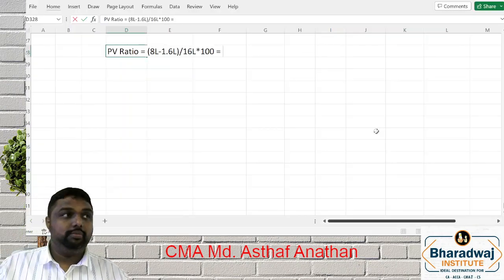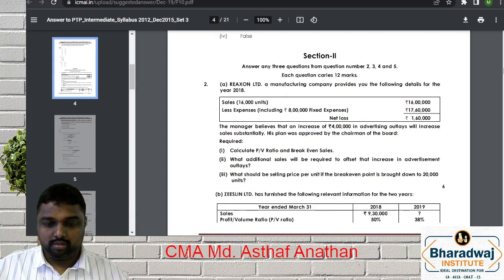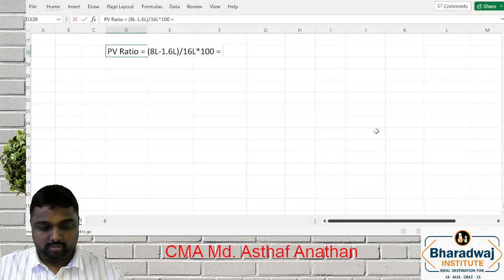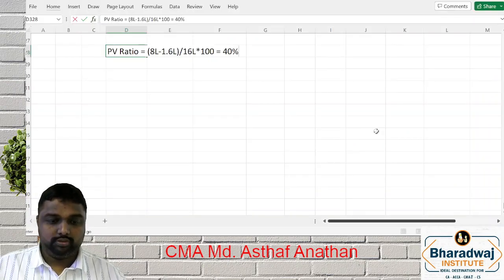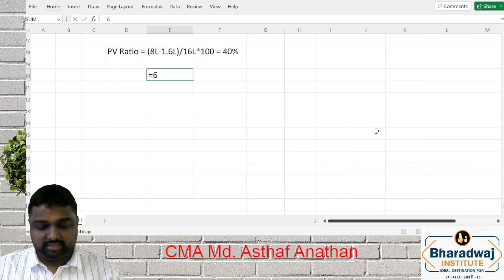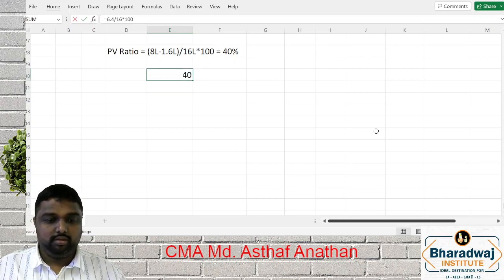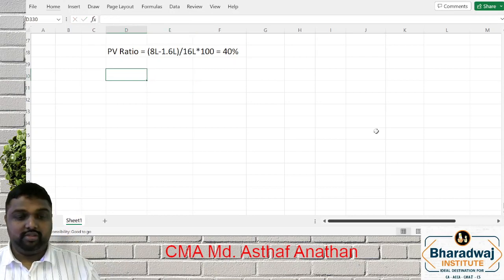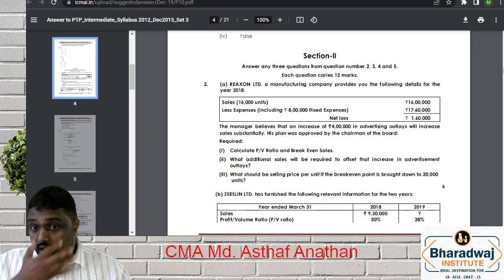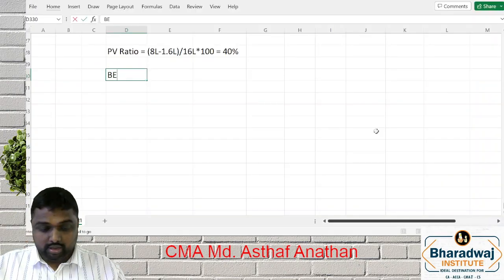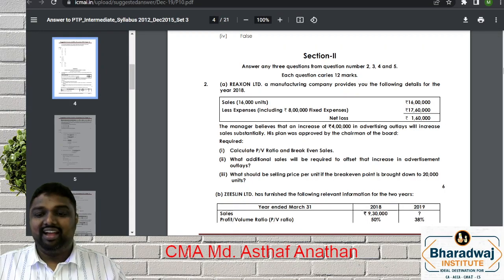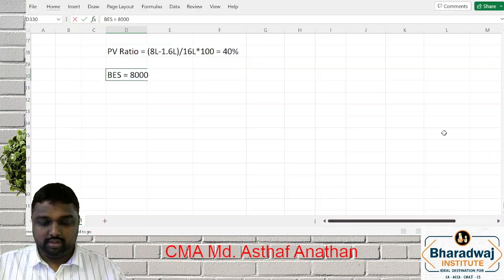So what will come? Correct. 6 lakh 40 divided by 16 lakhs. Correct. Yes. Going further, how we have to proceed? Break even sales. Our fixed cost is what? 8 lakh divided by 40%. What you will get? 20 lakhs. 20 lakh.